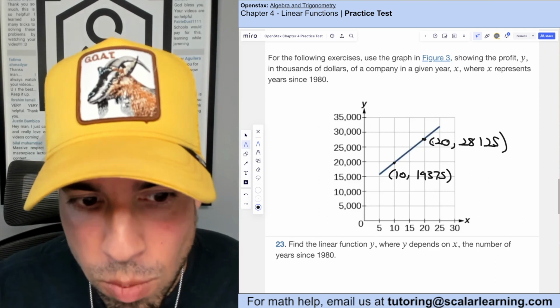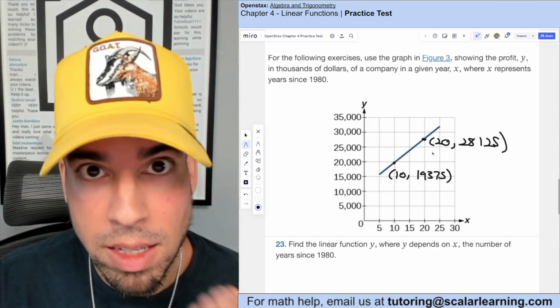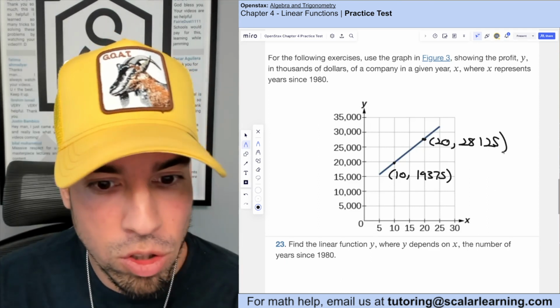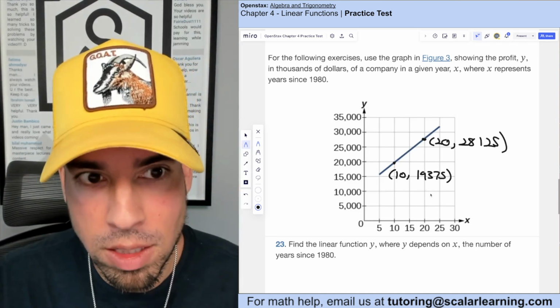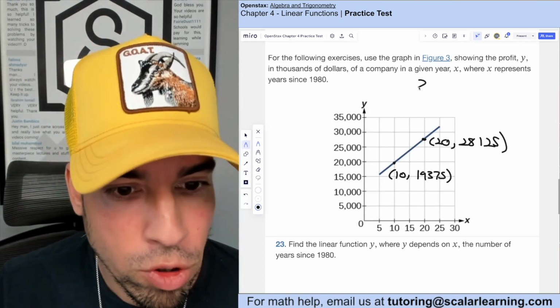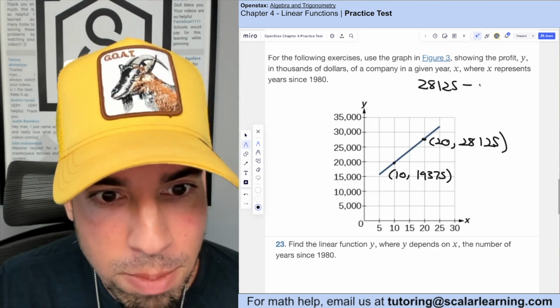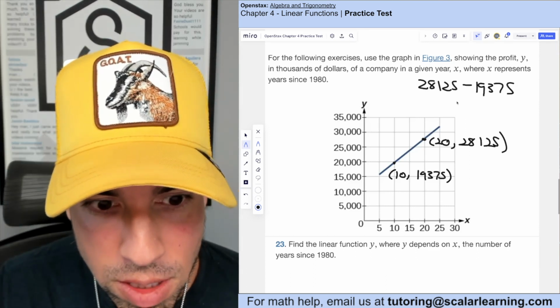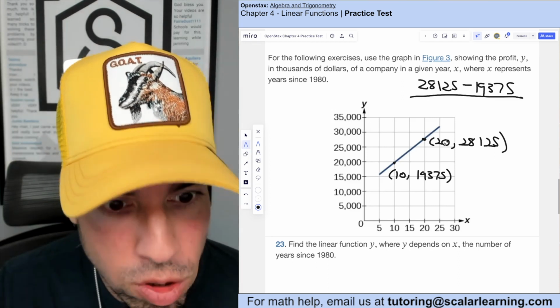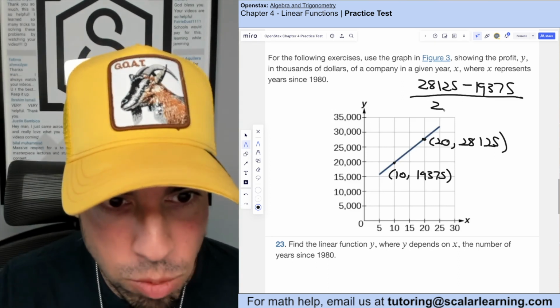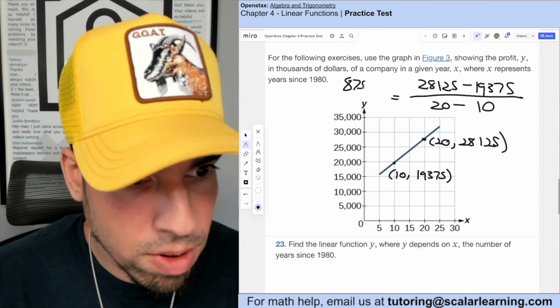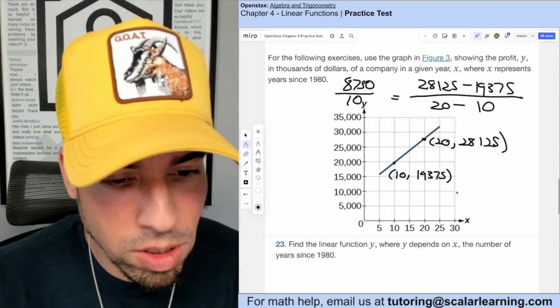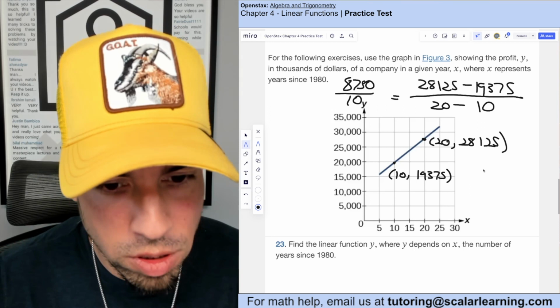So let's assume that we do have these nice, easily identifiable coordinates. Then what you're going to do is calculate the slope by stacking the coordinates and subtracting down. So first we have 28,125 minus 19,375 on top over the difference of the x values, which is 20 minus 10, subtracting top minus bottom. So this gives us 8,750 over 10. That gives us a nice slope of 875.